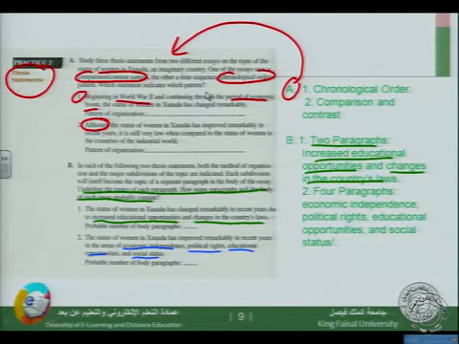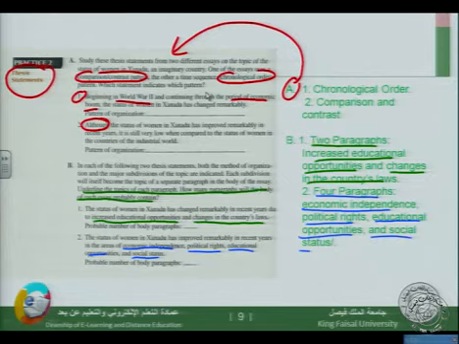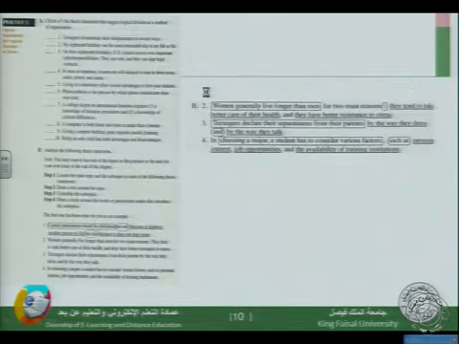من خلالها. Okay, you need to look at the subtopics of the thesis statement, the subtopics. Okay, the subpoints. خلينا نحكي. We have main point, the subpoint. Okay, so we have here 4 paragraphs: economic independence, political rights, educational opportunities, and social status. So from the thesis statement, you can expect how many paragraphs you need. Okay, how many paragraphs you need. So please do it again by yourself. Okay, this is for the thesis statement.